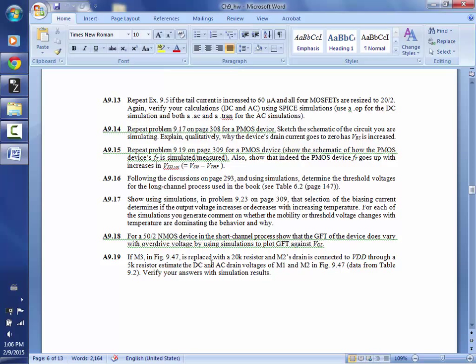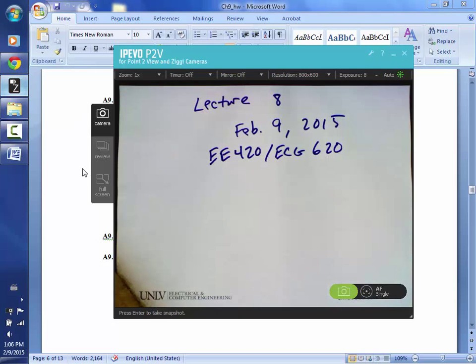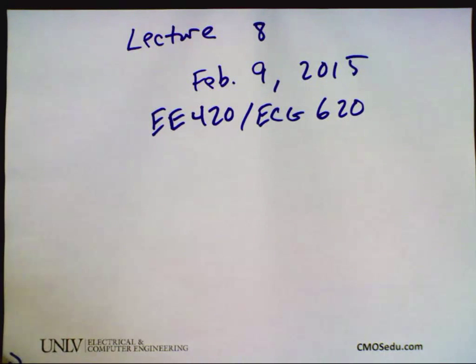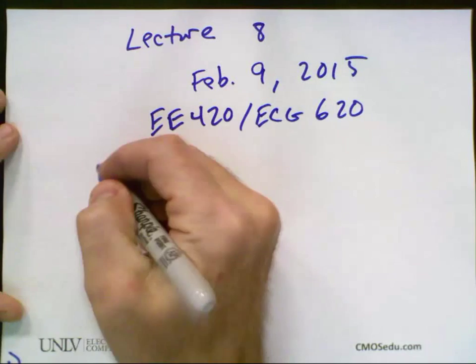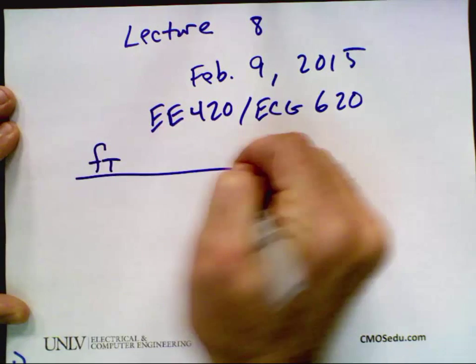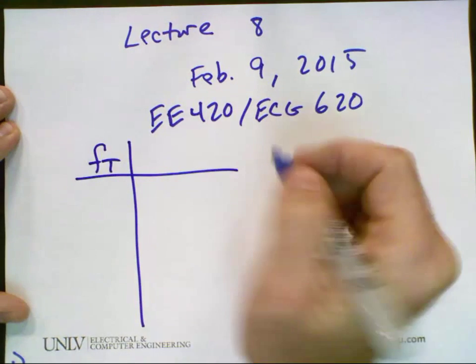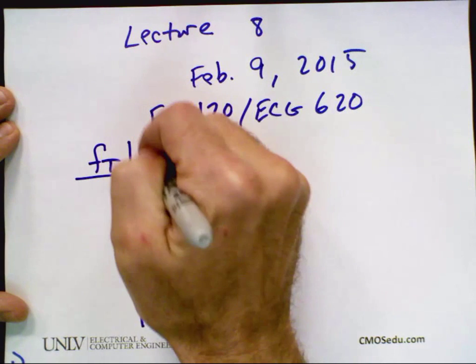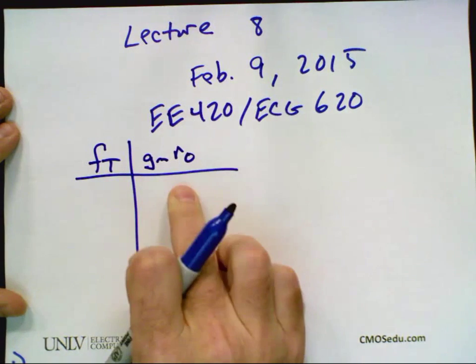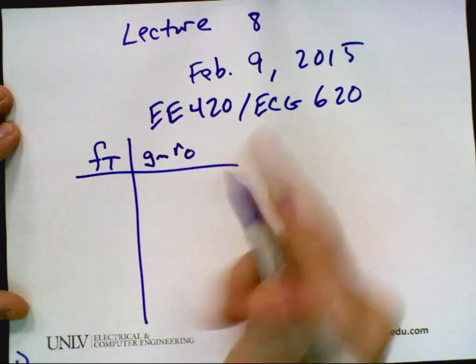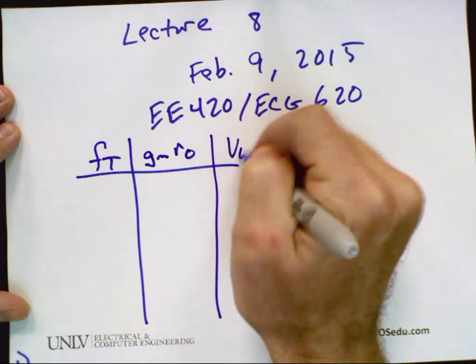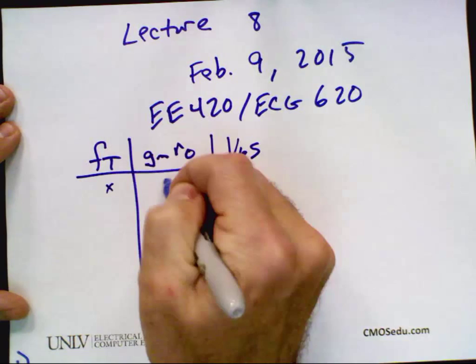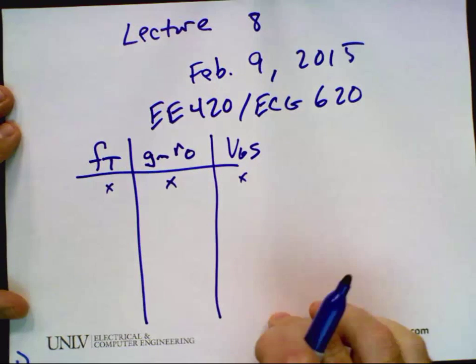So you can't in the simulation just real easily plot GFT versus VGS, right? So what I would do, because the simulations are already there for chapter 9, is I would simulate the FT, and I would also simulate the GMR out. And so this is the open circuit gain, this is the speed, and then I put that for a VGS, and I'd write the numbers and I'd do the simulations for each one, and I'd vary VGS.